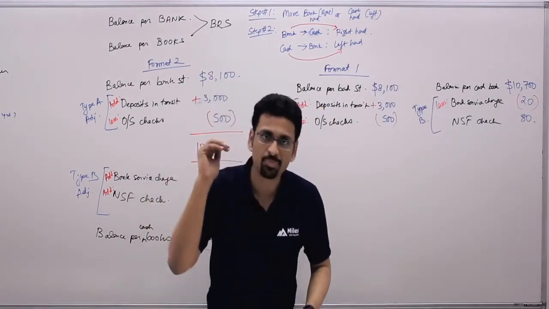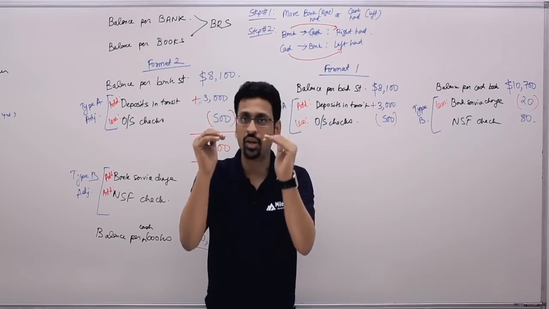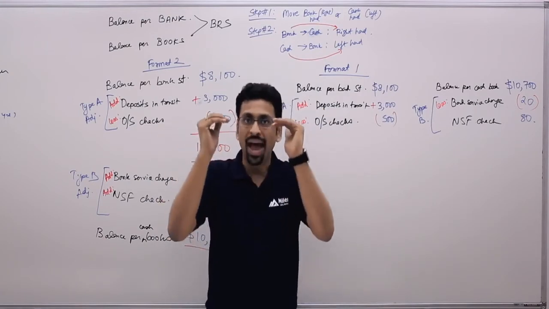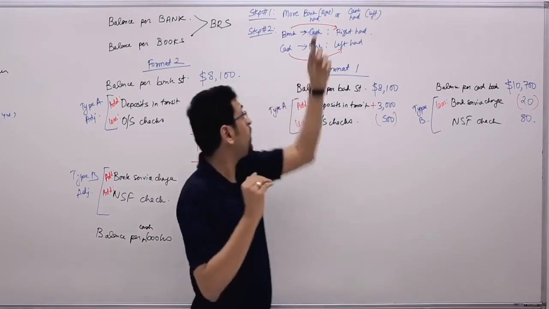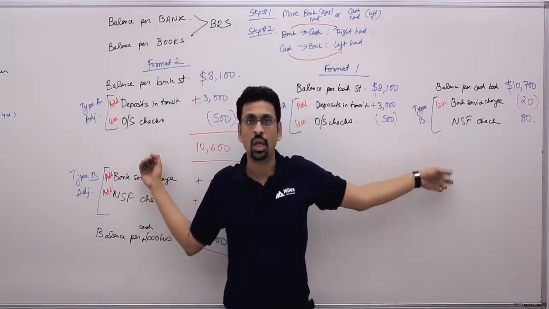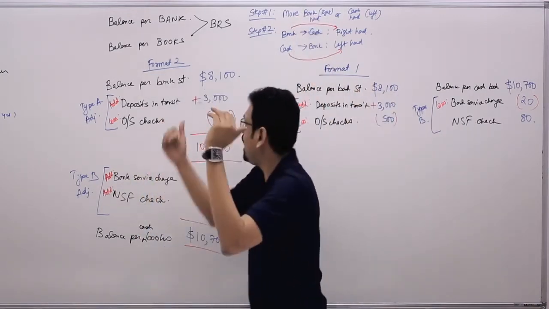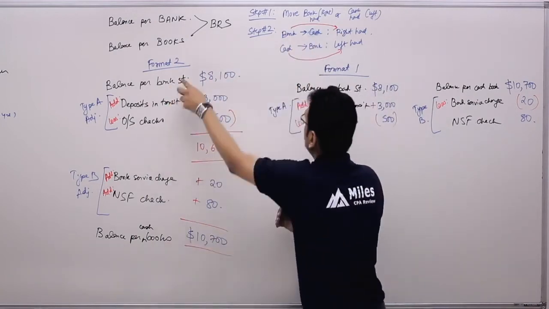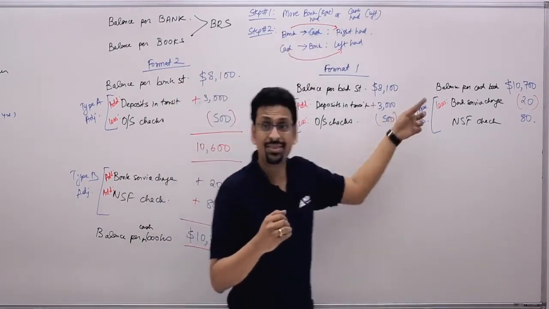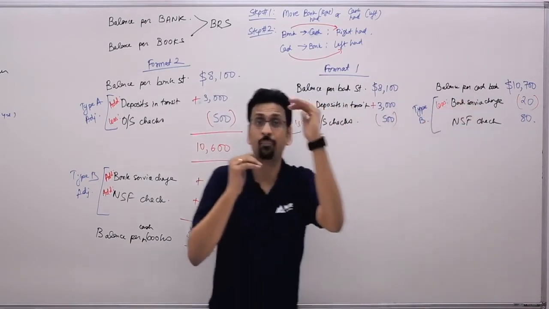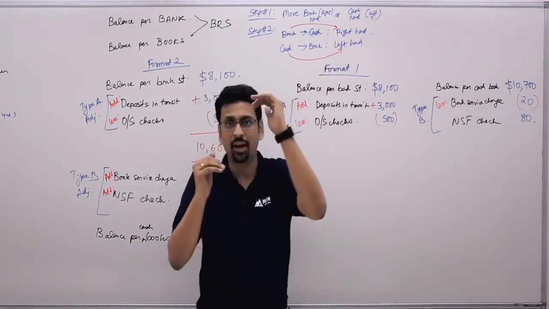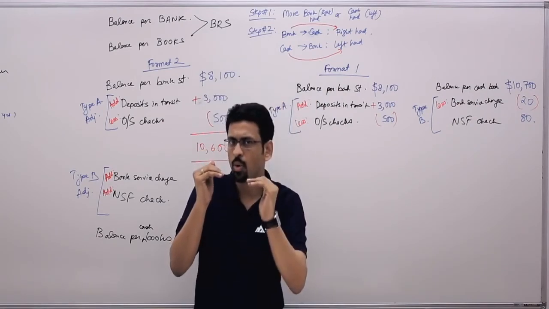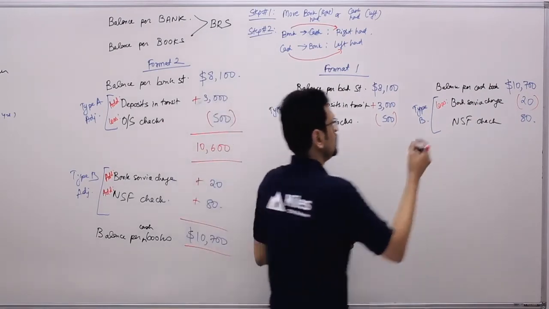Non-sufficient fund check. Right is bank, left is cash. Check got dishonored. I'm not aware of it. So the bank got reduced. Step 1, same in both cases. In step 2, here I had moved my right hand because I moved from bank to cash. Now in this case, I'm moving from cash to bank. So I got to be moving my left hand. Left hand needs to move down. So less.